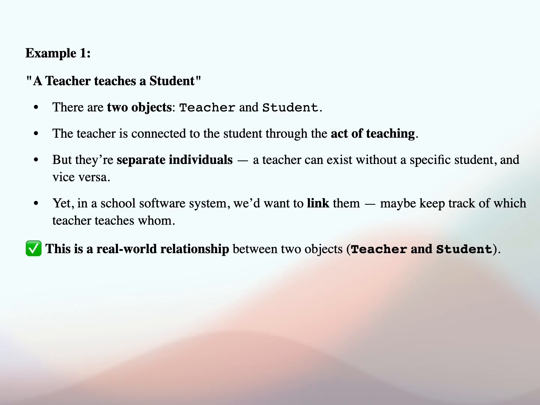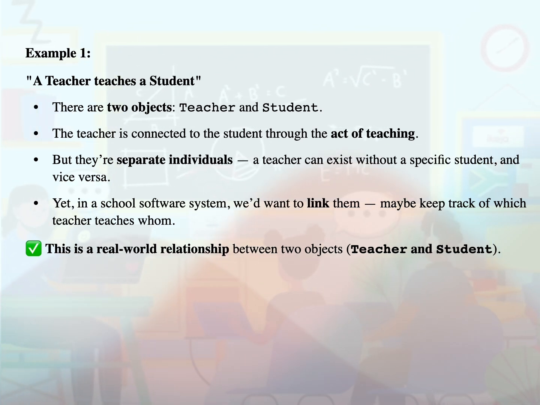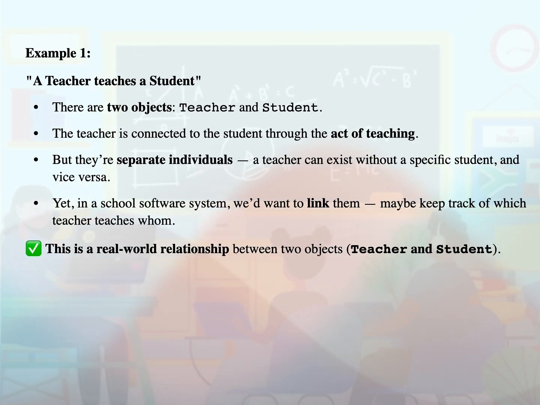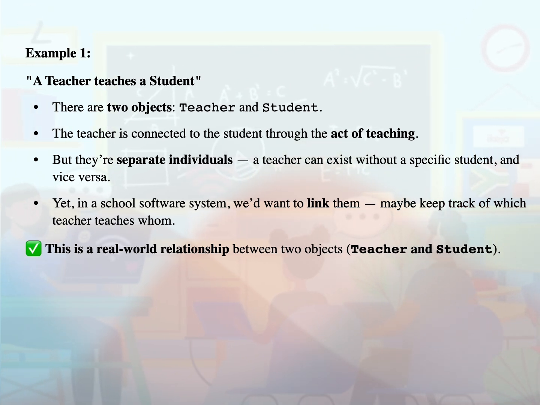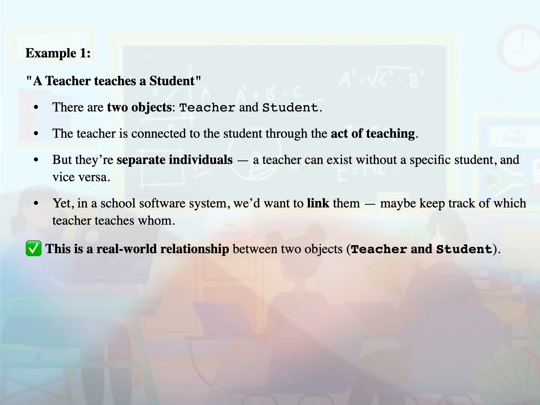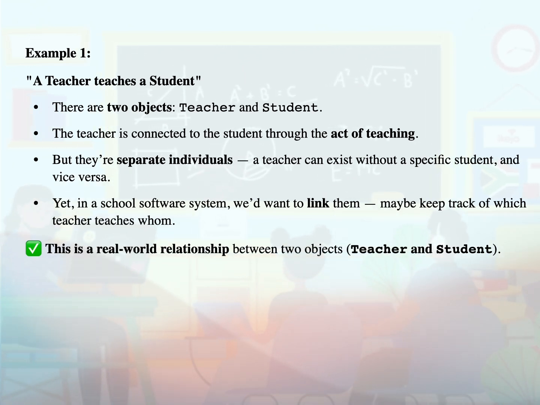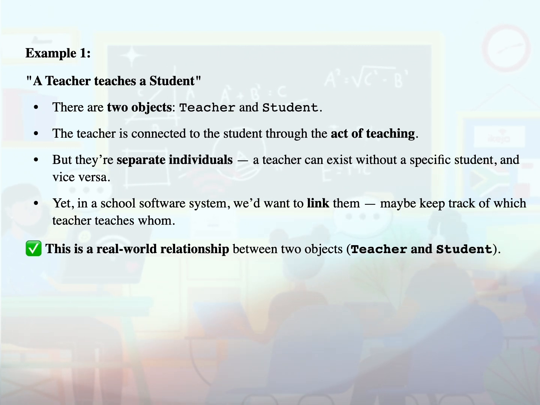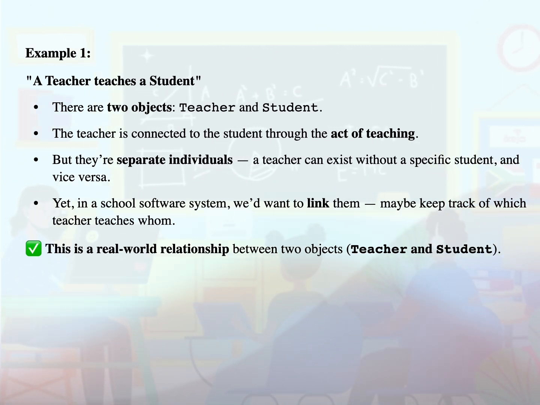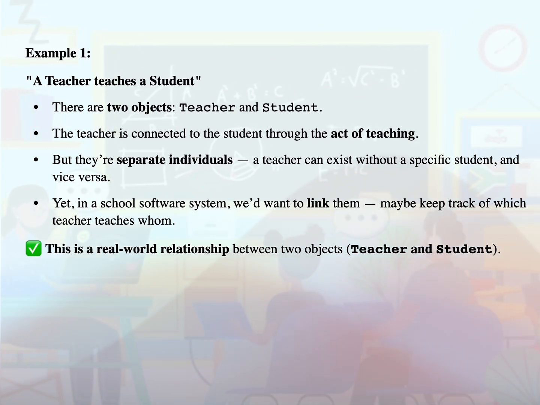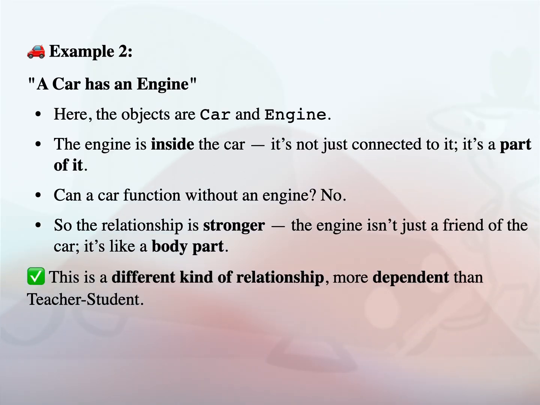Let's jump into two cool real life examples. First up, a teacher teaches a student. You have got two classes here, teacher and student. They know each other, but one doesn't own the other. A teacher can teach without a specific student and vice versa. In a school software, though, we want to link them, like Mr. Sharma teaches Aman.